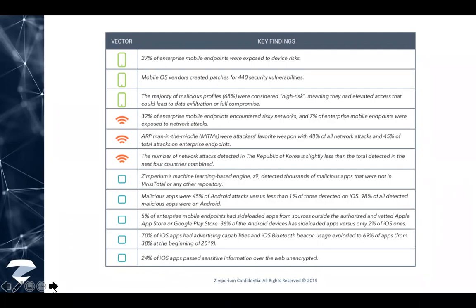When we moved over to the network side, 32% encountered risky networks, and almost 1 in 10 actually were exposed to network attacks, actually sitting on networks the bad guys were playing with. The ARP MITMs being the primary delivery mechanism. The Republic of Korea off the charts in terms of number of detections, but still the majority of the attacks still occurred outside of that area, 70+%. We talked about our detection capability. Android attacks, 45% versus less than 1% for iOS. The side-loaded apps, again, 36% of the Android being a big number right there. And then some of the app risk things around advertising networks and sensitive data.